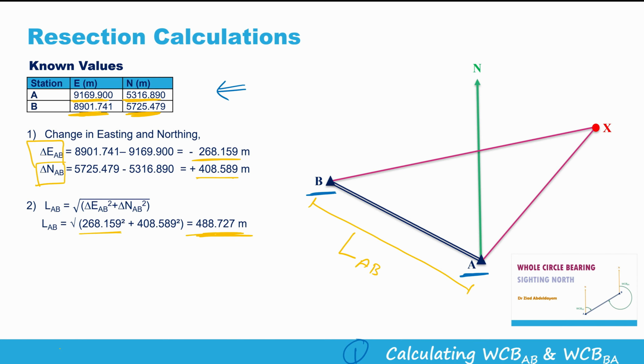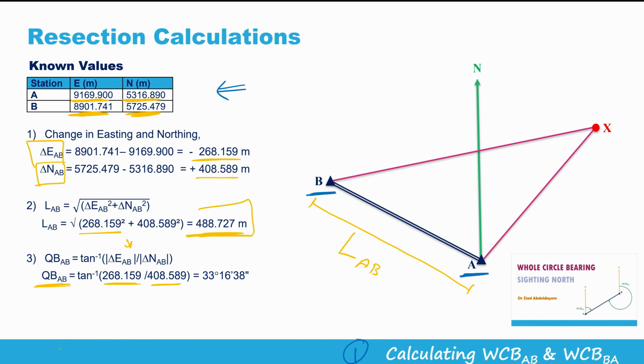So this is the distance between A and B, the length of line AB, which is 488.727 meters. And now I'm going to calculate the quadrant bearing, which is the inverse tangent of delta E divided by delta N. Let's apply. This is delta E, this is delta N, and here, of course, you need to use absolute values for delta E and delta N. So the quadrant bearing in this case is 33 degrees 16 minutes and 38 seconds.